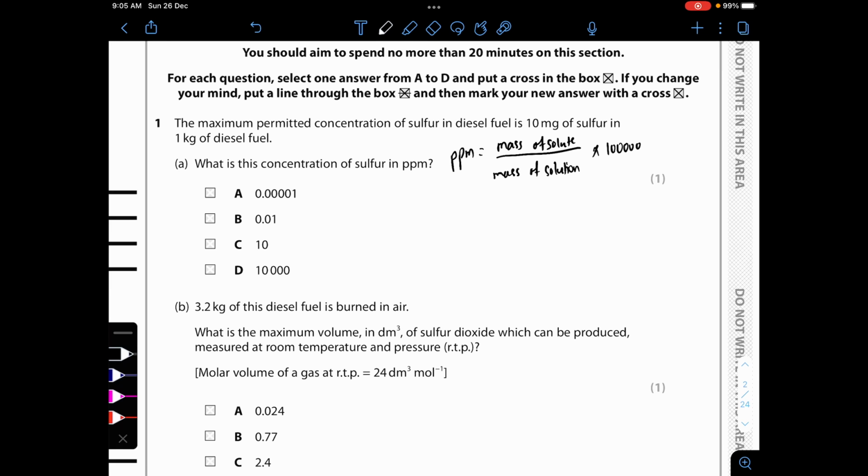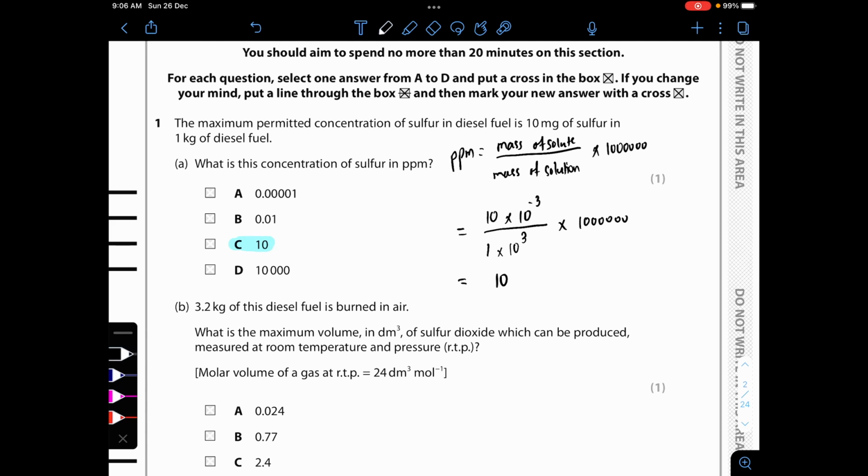million. 6 zeros. Okay, so mass of the solute, that's 10 milligrams, so in grams, 10 times 10 to the power of minus 3 grams, all over mass of solution, which in grams is 1 times 10 to the power of 3, and then we times that by a million. So 6 zeros. Alright, so when you do 10 times 10 to the power minus 3 over 1 times 10 to the power 3 times a million, we will get 10. So our final answer, the concentration in ppm, is C, 10.